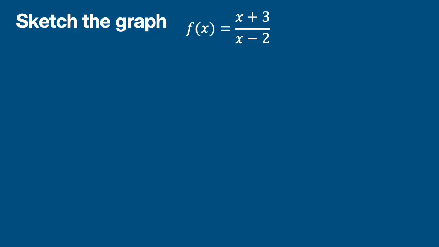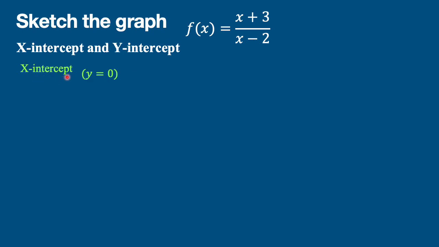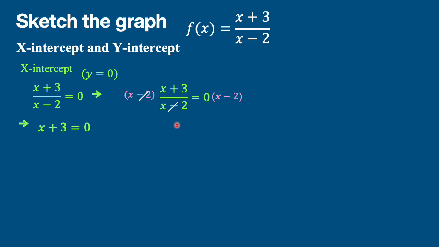Let's sketch the rational function. First, we want to find the x-intercept and y-intercept. How do we find the x-intercept? Y equals 0, right? F of x equals 0. X minus 3 over x minus 2 equals 0. You're going to multiply both sides by x minus 2. The x minus 2 cancels out. 0 times x minus 2 is 0. So x minus 3 equals 0.